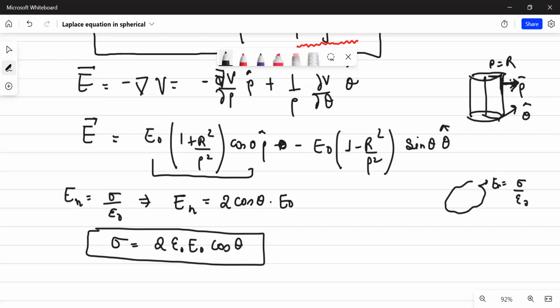ये दिख रही surface? इसके normal दिख रहा है? तो normal component will be this. At surface, rho would be R, so I place rho is equal to R. So this is like En is equal to 2 E naught cos theta, and I can write sigma is equal to 2 epsilon naught E naught cos theta. Is that clear or is that not clear?